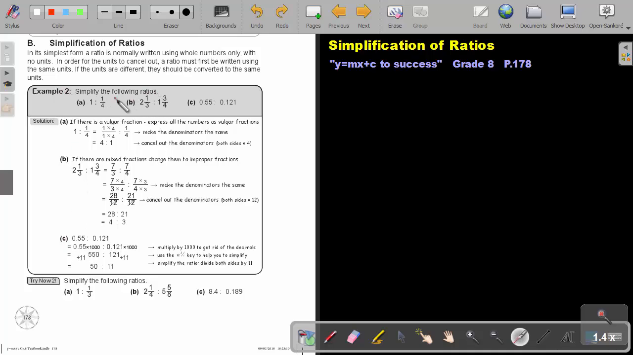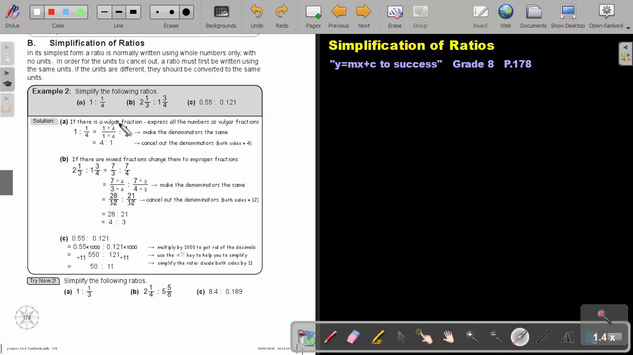Simplify the following. Now, 1 to a quarter. We don't want fractions. We don't want decimals. So, if there's a vulgar fraction, express all the numbers as vulgar fractions. So take the 1 and put it over 1. Now, make the denominators the same. So I times 4 and I times 4. And then I can cancel out the denominators, and I'll show you in this example why. So my final answer will just be 4 to 1.